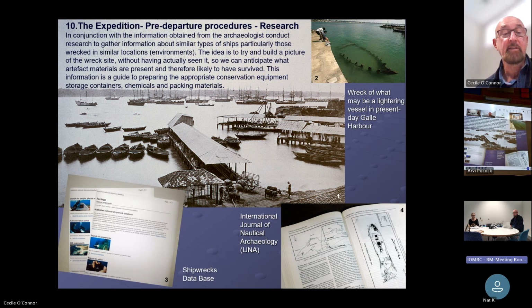So in this case, this is a picture of Galle Harbour in Sri Lanka with all the sailing ships and the lightering vessels. And this was taken in the late 19th century. And this one here is a present day wreck of a vessel alongside one of the wharfs. And essentially it looks like one of these ships here. So there's a clue straight away. I know it's not confirmed, but it certainly looks like one of the lightering vessels. So it gives you some clues as to what you're working with and what you may find if you're lucky.